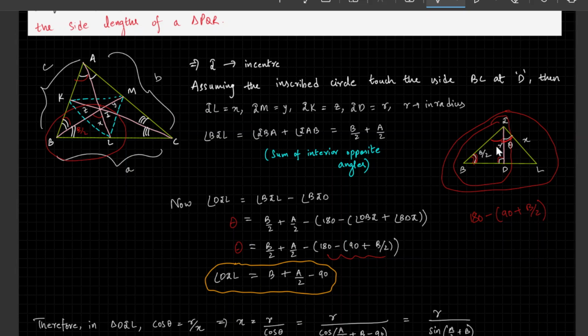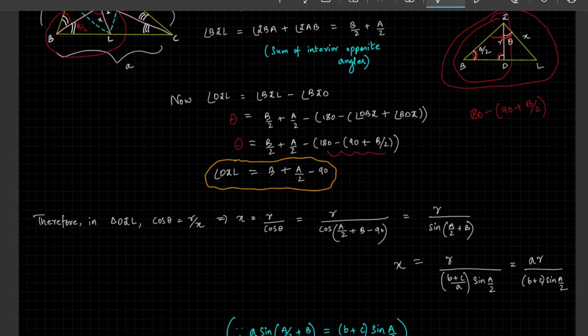Now let us focus upon the triangle DIL. What is the value of cos theta? Cos theta is equal to R by X. And from here we can say that X is equal to R by cos theta. The theta value we have just derived is (B plus A) by 2 minus 90. So we have substituted that, and that will be R by sine of (A by 2 plus B).